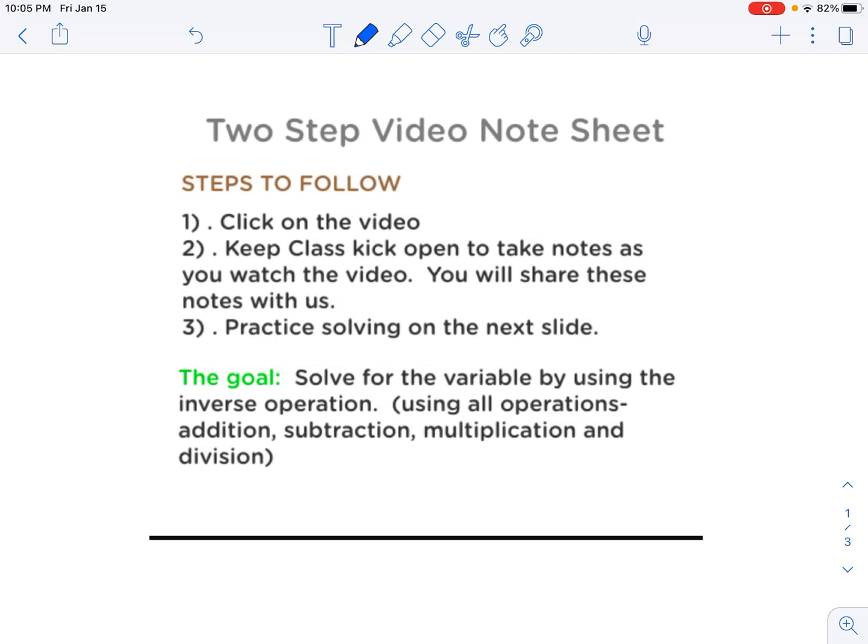Hi guys, this is a video to show you how to solve a two-step equation.